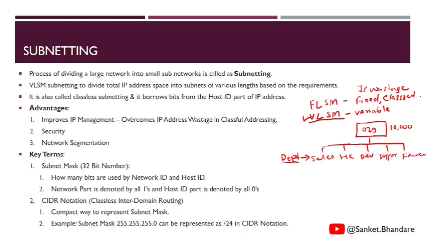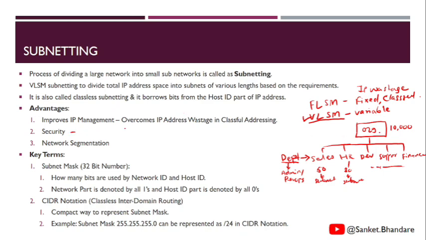To overcome that, classless subnetting was introduced, and it improves overall IP management. If the sales team wants only 50 IPs, then the network admin or DevOps engineer will create a subnet for 50 IPs only. If HR wants 30 IPs, then a subnet will be created for 30 IPs. Likewise, subnets will be created based on requirements.